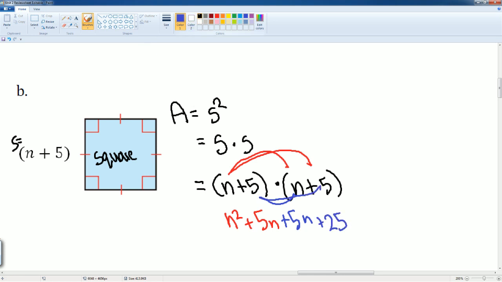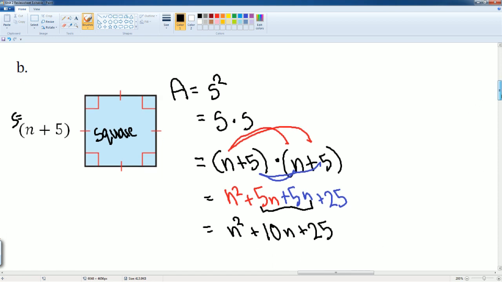Wow, that is super interesting. These two are like terms. You get 10n here, bring everything else down, n squared plus 10n plus 25. This is the area of this square.